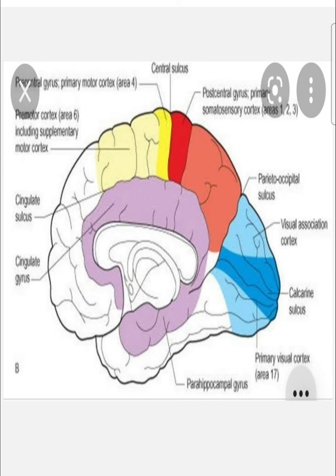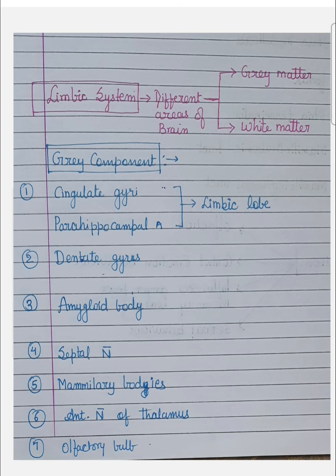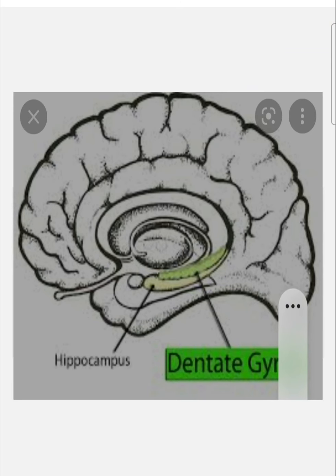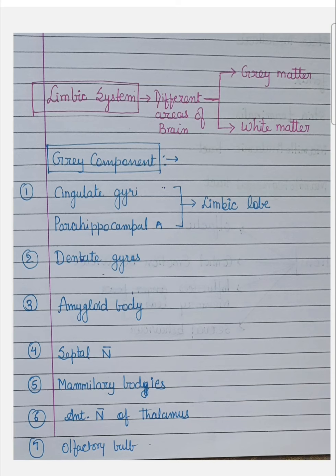The next structure of the limbic system which is present in the gray component is the dentate gyrus. You can see here in this picture, in yellow color, the hippocampal area, and medial to the hippocampal area there is the dentate gyrus. So these three components come under the gray component of the limbic system: cingulate gyri, parahippocampal area, and dentate gyrus.